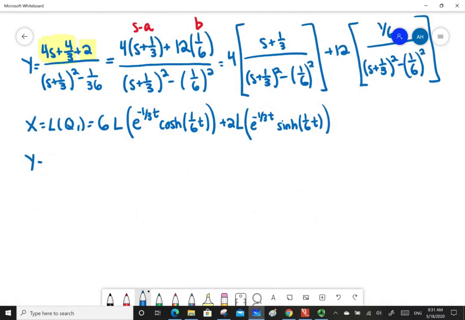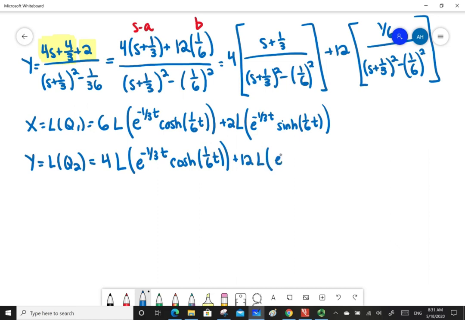And y, which is really the Laplace transform of q2, looks like 4 times the Laplace transform of e to the negative 1/3 t times the hyperbolic cosine of 1/6 t, plus 12 times the Laplace transform of e to the negative 1/3 t times the hyperbolic sine of 1/6 t.